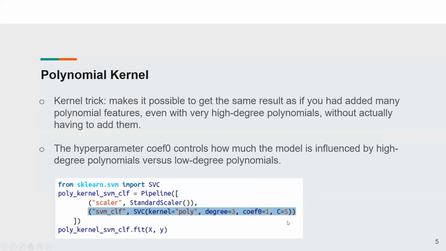And C is the one that we already know from the linear SVM classifier, which controls whether margin violations would be allowed. The larger this number C, the narrower your street would be and the fewer violations would be allowed.